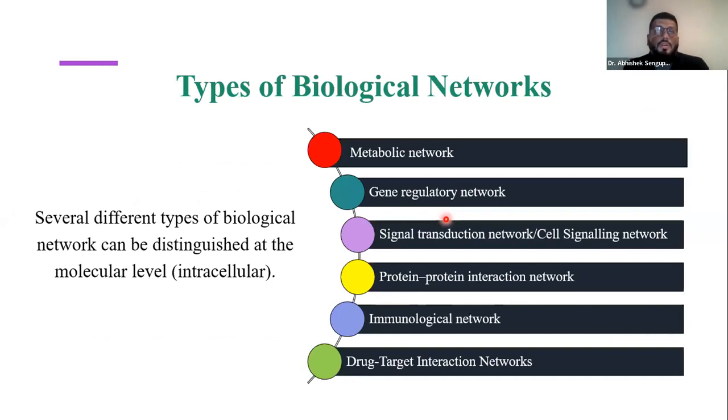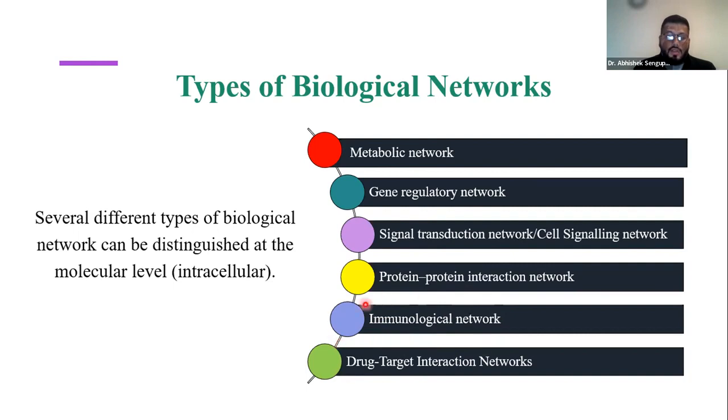So on the basis of these nodes and edges and the parameters, we have various types of biological networks. Biological networks could be of many types, right? Networks have no limit. You can make disease networks, disease gene networks, drug gene protein networks, so there are various types of bipartite networks or graphs that you can make. For better understanding, you should always start with the intracellular networks, which are easier to start with. For example, metabolic networks, gene regulatory networks, signal transduction or cell signaling networks, protein-protein interaction networks, etc. So these are the intracellular networks.